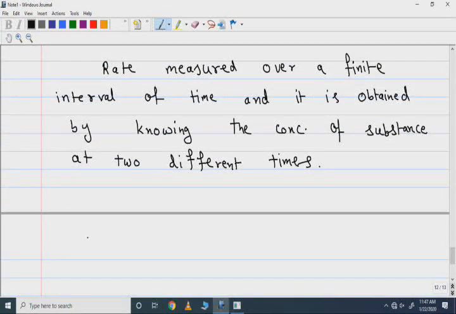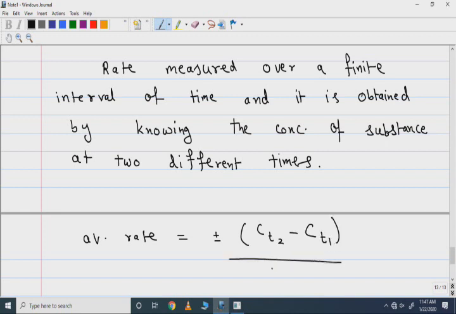And yes, we can use the formula for the average rate, that is plus minus C_T2 minus C_T1 upon T2 minus T1. Okay, this is the formula. I'll show it graphically as well. See, plus minus is simply representing the reactant and product. For the reactant, I'll use the negative sign, and for the products, I'll use the positive sign. That's it.